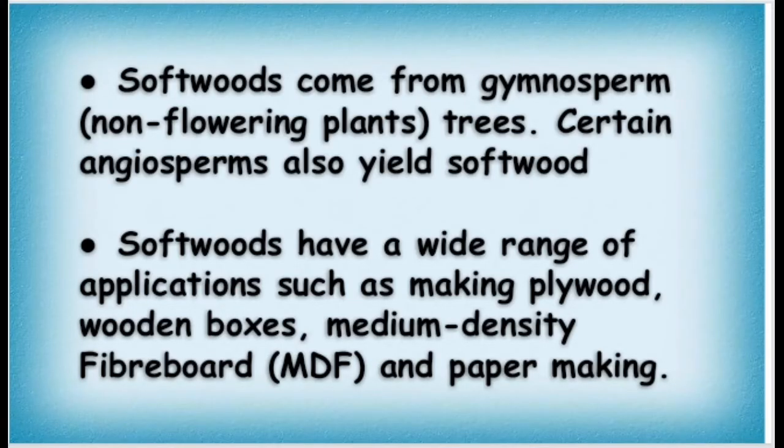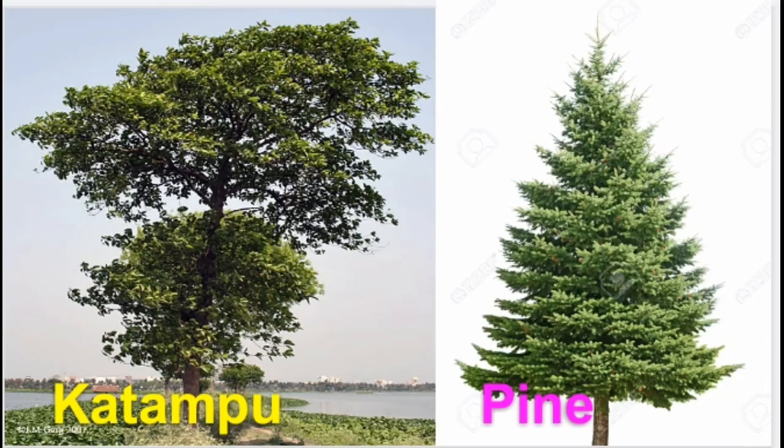Next, let's see softwoods. Children, softwoods come from gymnosperm trees, that means non-flowering plants. Certain angiosperms also yield softwood. Softwoods have a wide range of applications such as making plywood, wooden boxes, medium density fibreboard and paper making. Children, kadambu and pine are examples of softwoods.